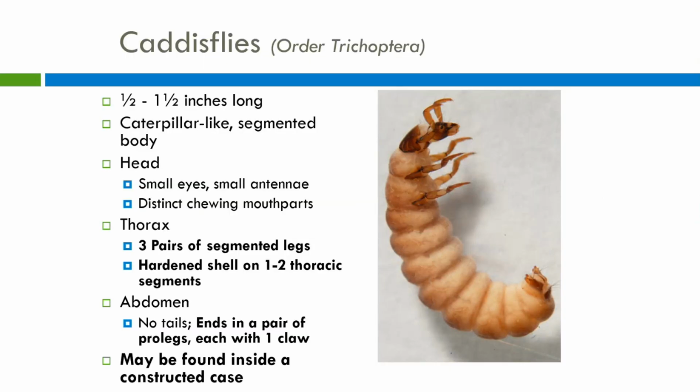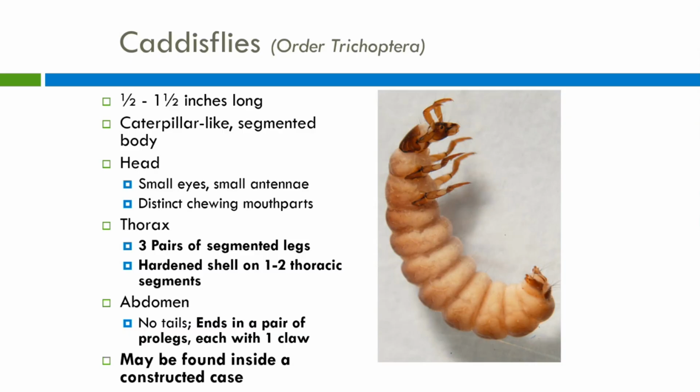Moving on to our caddisflies. This is in the order Trichoptera. Same general size range, about a 1/2 inch to 1.5 inches long. They have the same characteristics as the other insects, a head capsule at the top, followed by 3 segments of the thorax. These thoracic segments may have this chitinous kind of hardened shell on the back, or they may not. So in this example, we only have this hardened shell on the first thoracic segment. So I hope you can see that.